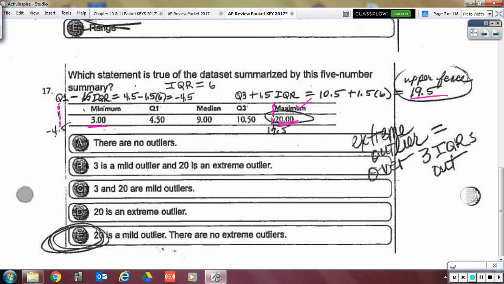By the way, you'll see extreme outliers referenced here. I don't know if you remember, it was just a quick little blip I told you way back when we did this chapter. But extreme is not 1.5 IQRs, but 3 IQRs outside of the box. Okay? So 3 IQRs. There were none, it was not extreme.